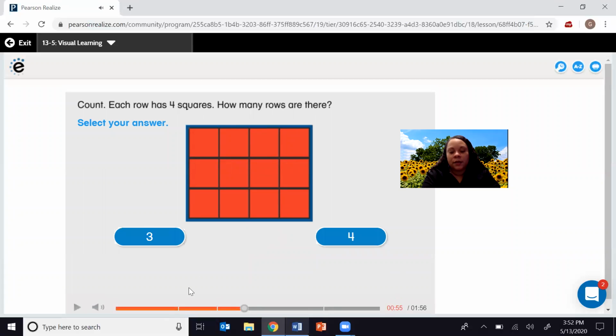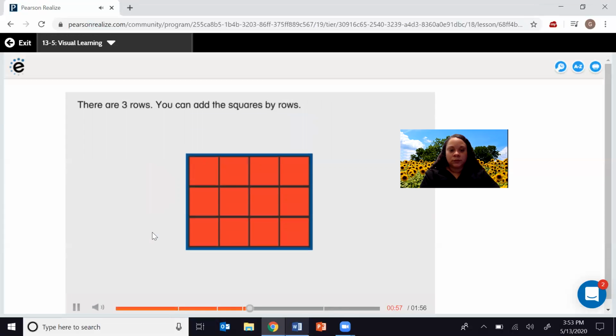Row has 4 squares. How many rows are there? So the rows are the ones that go left to right. So rows, columns. Rows, columns. Rows, columns, okay? So they're asking you how many rows are there? 1, 2, 3. There's 3 rows. There are 3 rows. You can add the squares by rows.